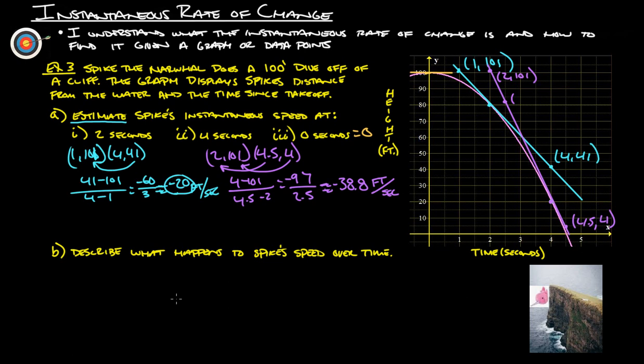Okay? And then describe what happens to Spike's speed over time. The longer Spike has been falling, heading towards the water, the faster he goes, up until he gets to terminal velocity, right? So his speed continues to get higher and higher. Okay? All right, that's all we have for instantaneous rate of change. If you have any questions, please feel free to ask in class. Thanks.